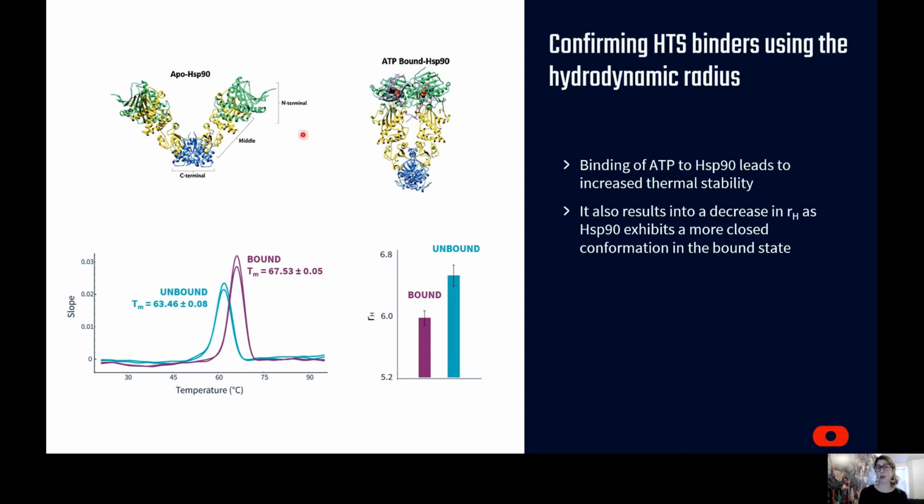So here we see the crystal structures of heat shock protein 90 alone and in complexation, or bound to ATP. So not only does the binding increase the thermal stability of the protein shown by the nano-DSF data on the left, but binding also induces a change in the conformation to a more compact state indicated by the crystal structure data, which is also reflected in the RH plots on the bottom right.